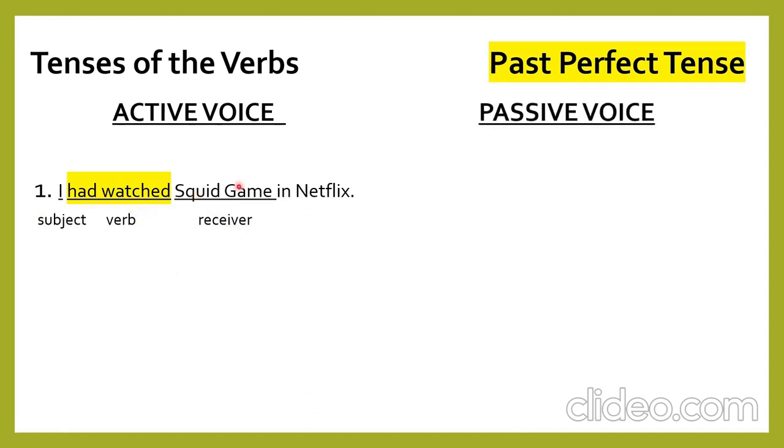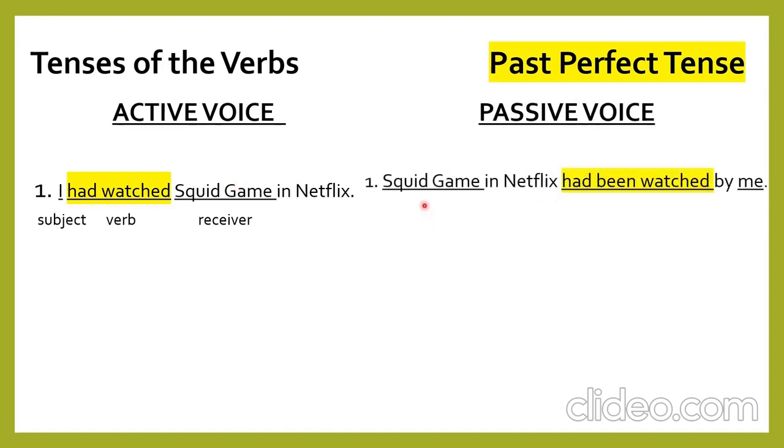How do we transform it to passive voice? 1, Squid Game in Netflix had been watched by me. Okay, so the same thing, the receiver becomes the subject now. It's still the receiver actually, but it became the subject now in passive voice. And then the verb, from a simple had watched, it became had been watched. See, there's another been here because it's the perfect tense in passive voice. But if it's perfect tense in active voice, we don't use the auxiliary verb been.